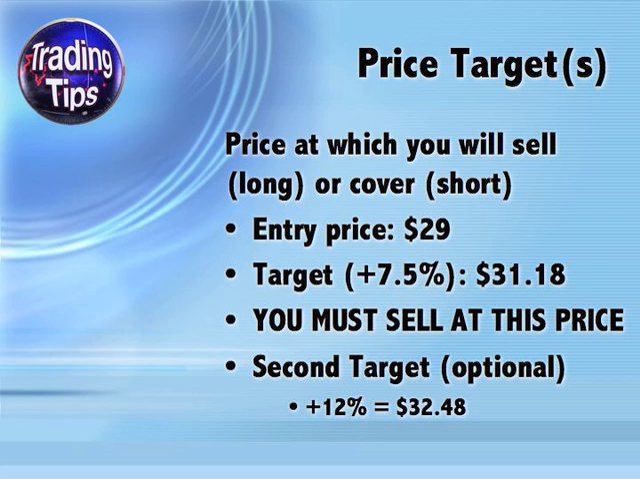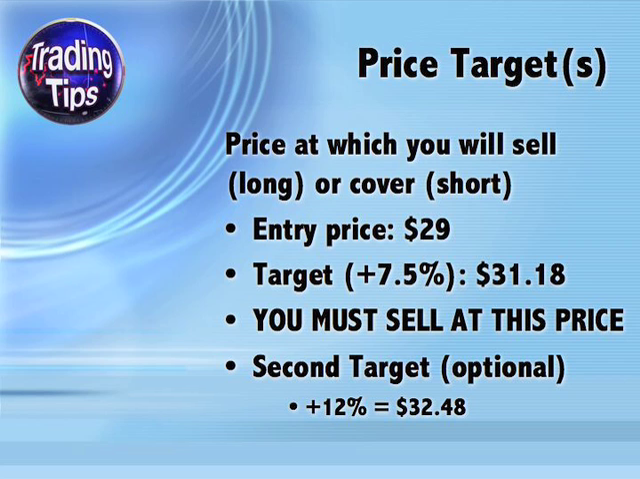Next on the list is the target price. This is the price at which you plan to sell or cover your position, or at least a portion of your position, and you must stick to this plan. For example, let's say I buy 100 shares of XYZ at $29. I decide I need to make a 7.5% profit, so that means my first target price is going to be $31.18. My plan is to sell half my position, or 50 shares, once the stock reaches $31.18. I will hold on to the other 50 shares until I realize a 12% profit, or $32.48.